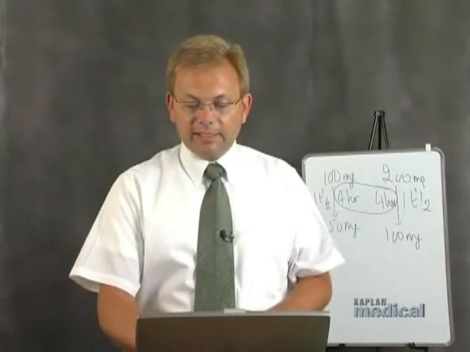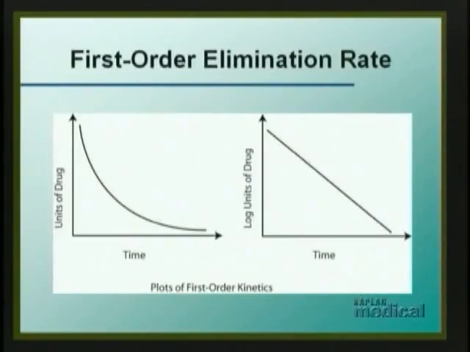Well, let's look at this on diagrams. Look at the plots of first order kinetics in your book or on the computer screen. In your books, they're at the bottom of the page of that section also. First order elimination rate, first on the left, you see the classic plot of units of drug as a function of time. This time you're noticing no longer a linear curve, rather an exponential decay.